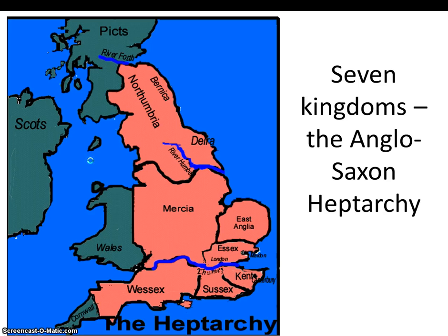So Britain was divided into 7 kingdoms, which came to be known as the Anglo-Saxon Heptarchy. The kingdoms were Northumbria, Mercia, Wessex, Sussex, Essex, Kent, and East Anglia. And so you can see that these areas, Wessex, Sussex, and Essex, are all areas where the Saxons lived, as you can see from this SEX ending on these place names.